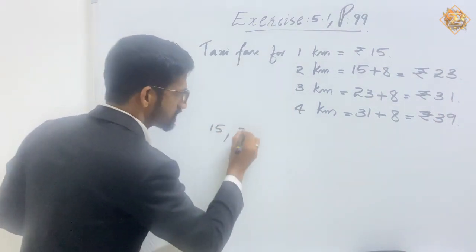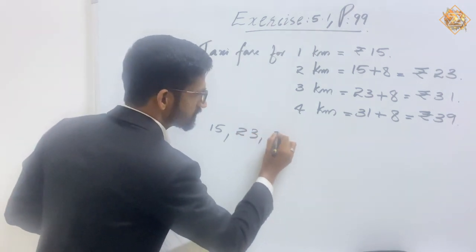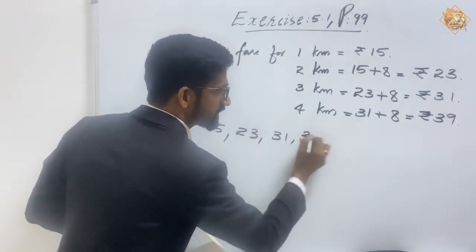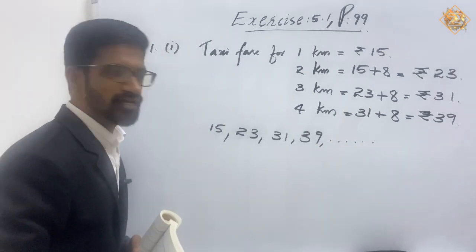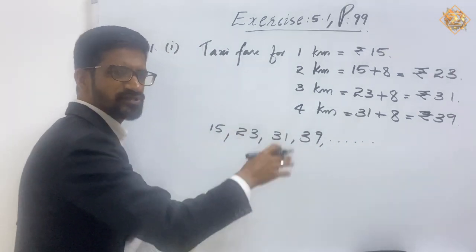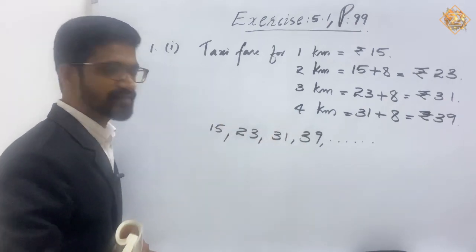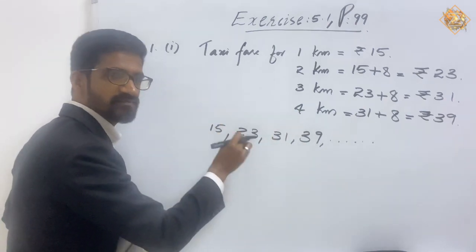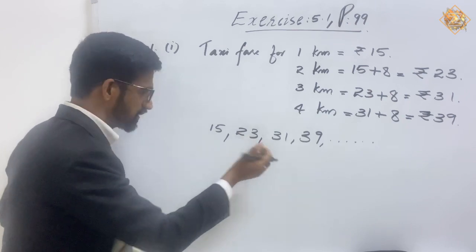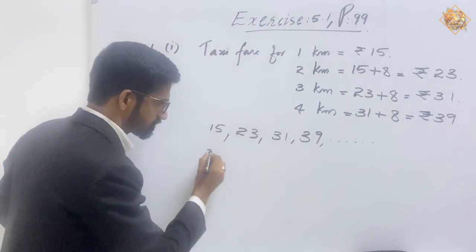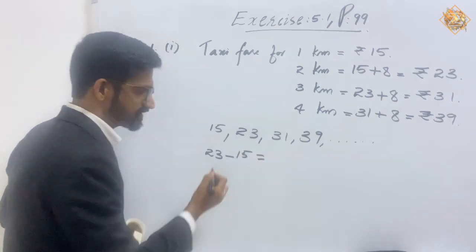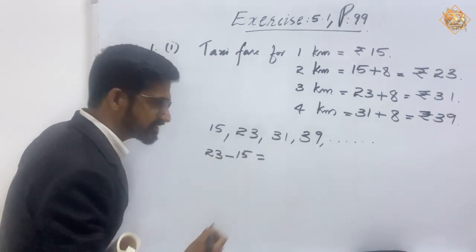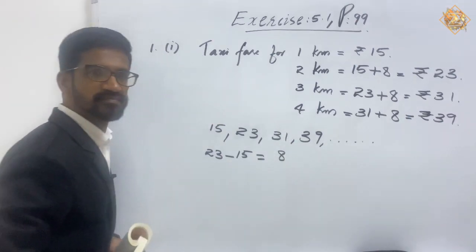For the second kilometer, it is 23. For the third kilometer, 31, 39, and so on. Isn't it? Now, how can we check whether this list of numbers forms an AP or not? We will just subtract the first term from the second term, isn't it? Okay, so for that, from the second term, when we subtract the first term, what do we get? 23 minus 15, it is 8, isn't it?